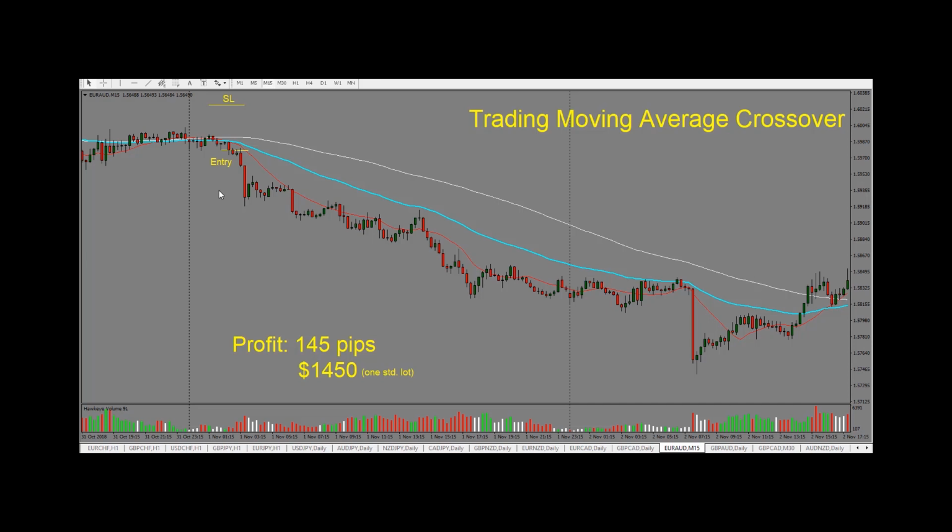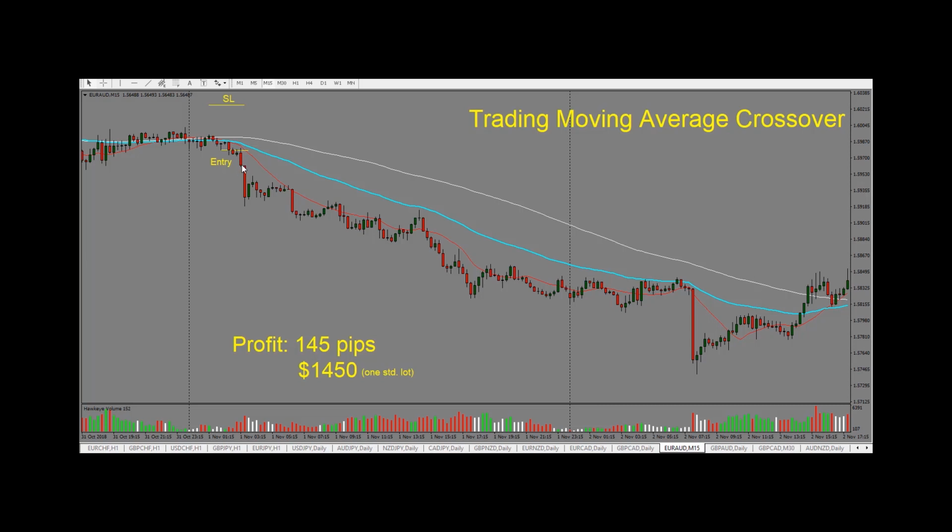So we want a solid close here. This candle here gives us a good close below the moving averages. And here we see that the moving averages have spread out a little bit. They're not tight like they are here. Or if you wanted a more conservative entry, you can wait for this candle close here, because this is a very nice bearish candle close.